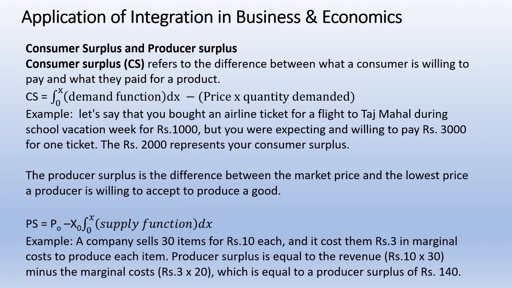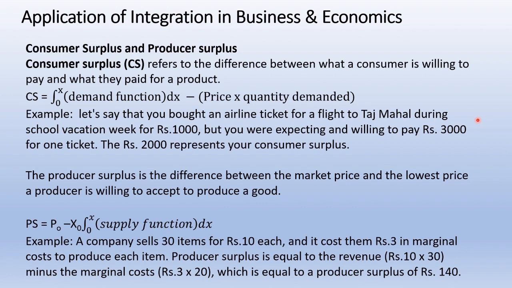Consumer surplus and producer surplus. Consumer surplus, CS, refers to the difference between what a consumer is willing to pay and what they paid for a product. For example, let's say that you bought an airline ticket for a flight to Taj Mahal during school vacation week for 1,000 rupees, but you were expecting and willing to pay 3,000 for one ticket. The 2,000 rupees represents your consumer surplus.